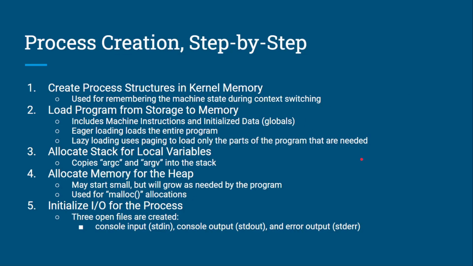So how is a process created? Well, a process is first created whenever another process creates the structures in kernel memory by calling one of the APIs to create a process. These structures are used for remembering the machine state during context switching, as discussed before. Once the process structures have been created, it is then possible to load the program from storage into memory. This includes the machine instructions and the initialized data.